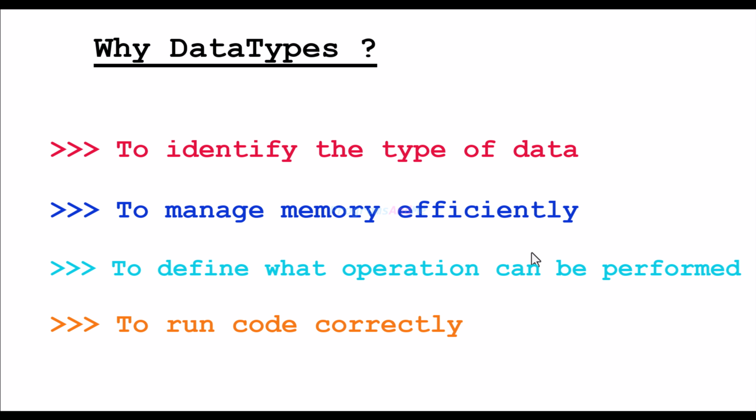Next reason is it helps Python to run code correctly. Knowing data types helps Python understand what you want to do and avoid errors. That's why data types are one of the important parts of programming. Okay, so this is about data types in the Python programming language.